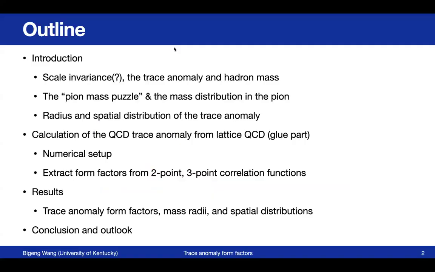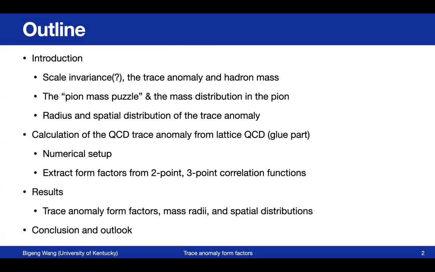Today in my talk, I will start with an introduction, especially for some of you who are not very familiar with trace anomaly, and the motivation for why we started the calculation with the form factors. Then I will talk about the calculation of the QCD trace anomaly that we actually did on the lattice, including the numerical setup and our methods to extract the form factors. Finally, I will present the results with the form factors, mass radii, and spatial distributions that we obtained from the calculation. Following that, I will give a conclusion and outlook for future calculations.